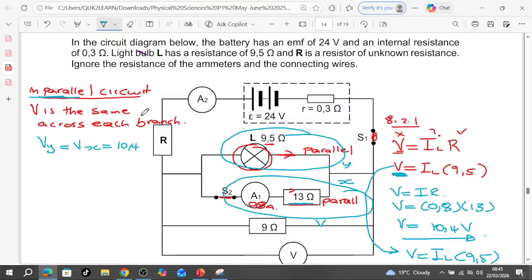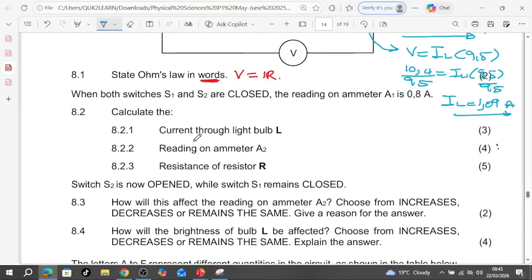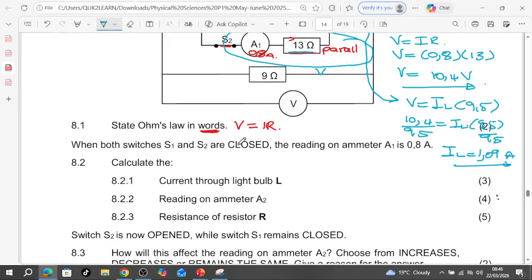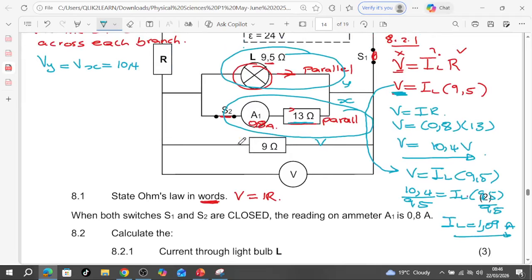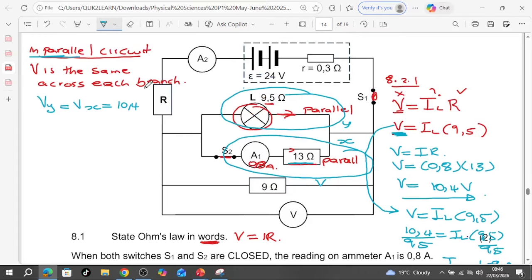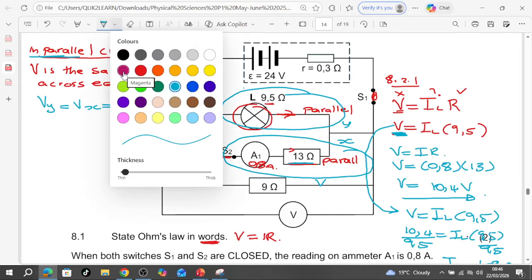Okay, let's see what we have now. What is the next question? On 8.2.2, they want us to find the reading on the ammeter A2. So I think it's best if, okay, let's look at where ammeter A2 is now. Now look at this.